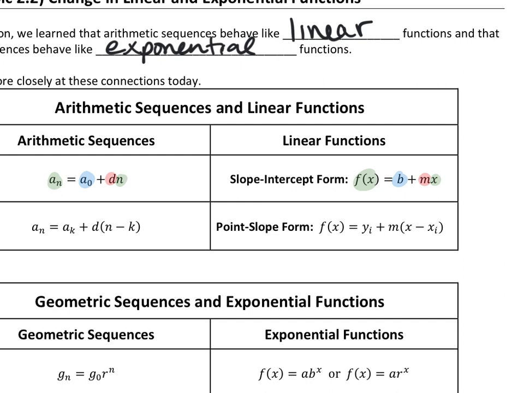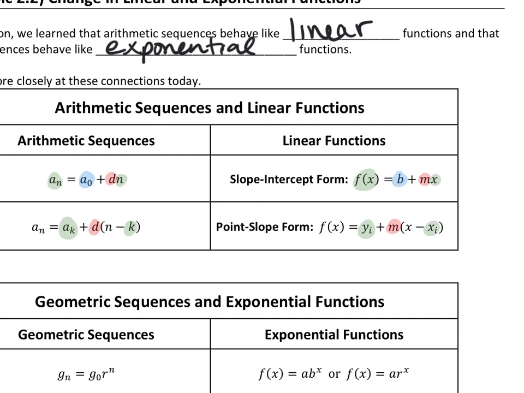But if we look down, there's a connection between the version of the arithmetic sequence we use the most on our homework and point slope form. So again, let's find our slope and our common difference. We recognize they're in the same spot, yeah? They're in front of the parentheses. They work the exact same. In this one, we're not highlighting a y-intercept because it doesn't tell us, but we're gonna go ahead and highlight the a sub k and k, and y sub i and x sub i.